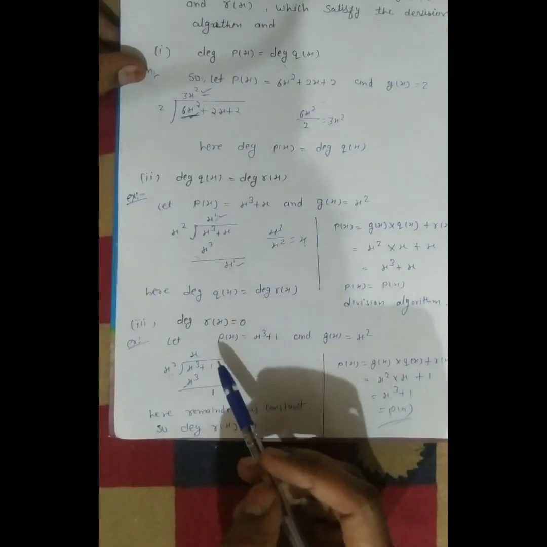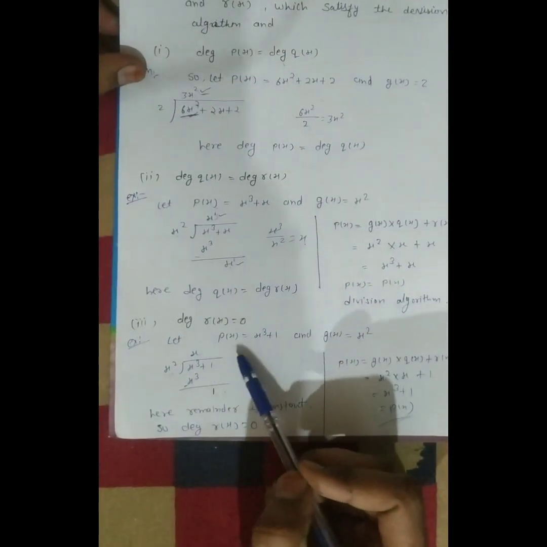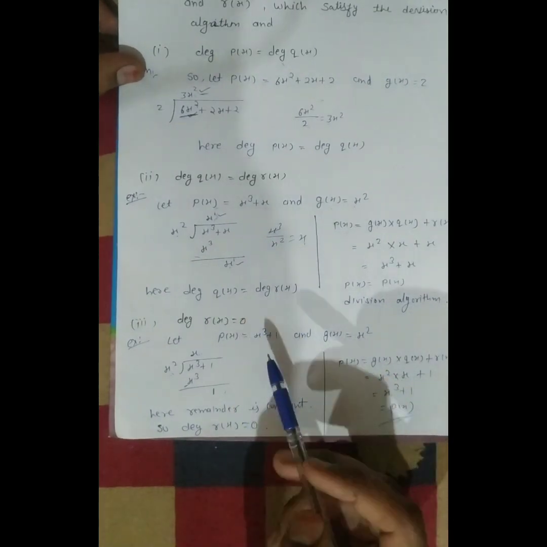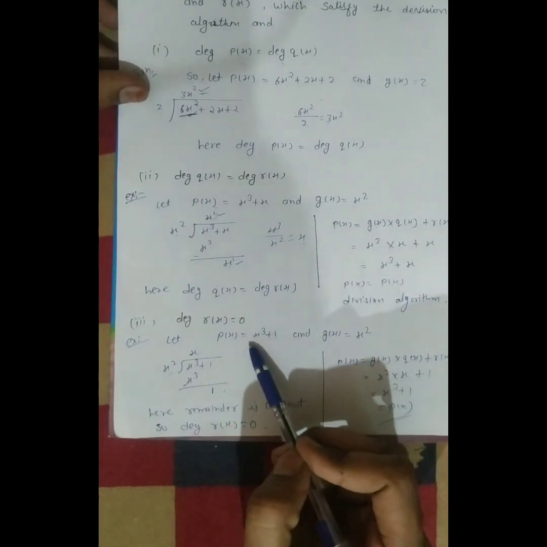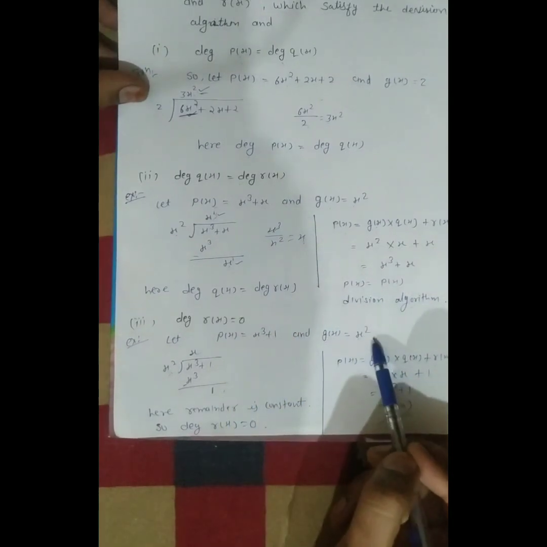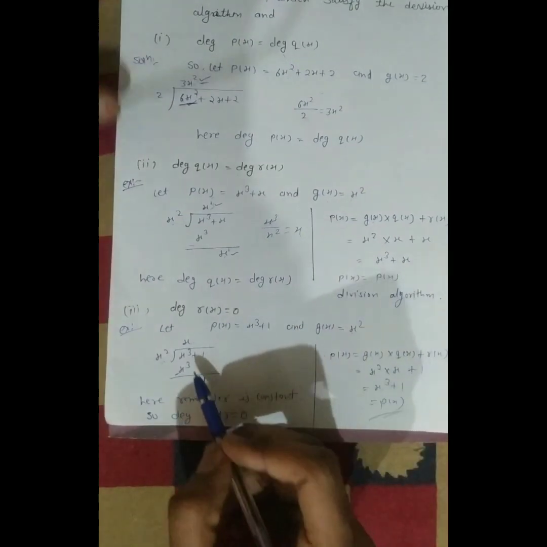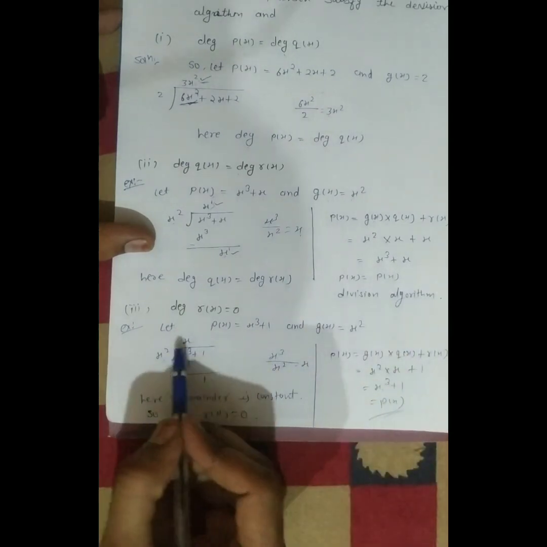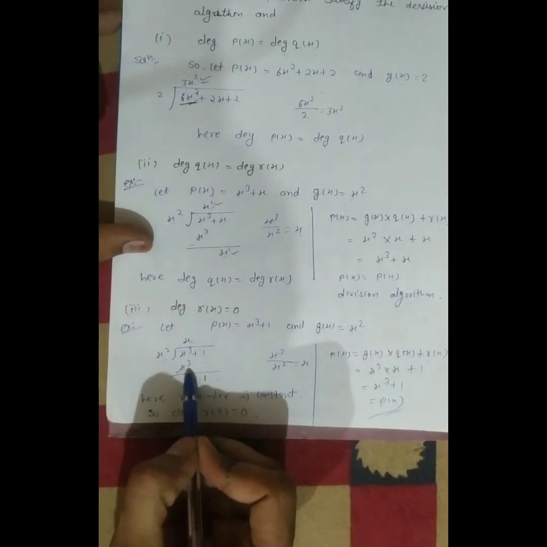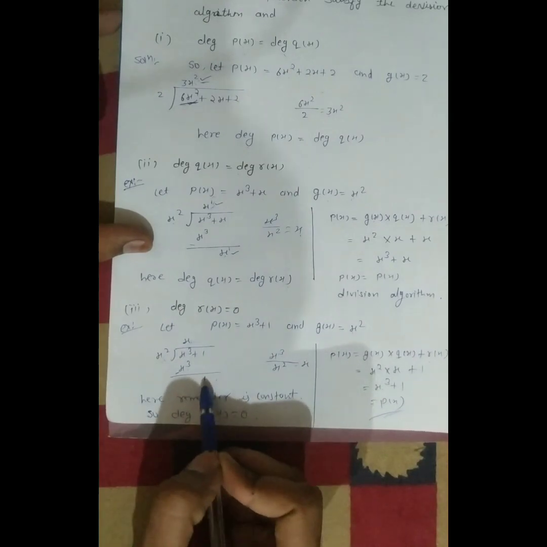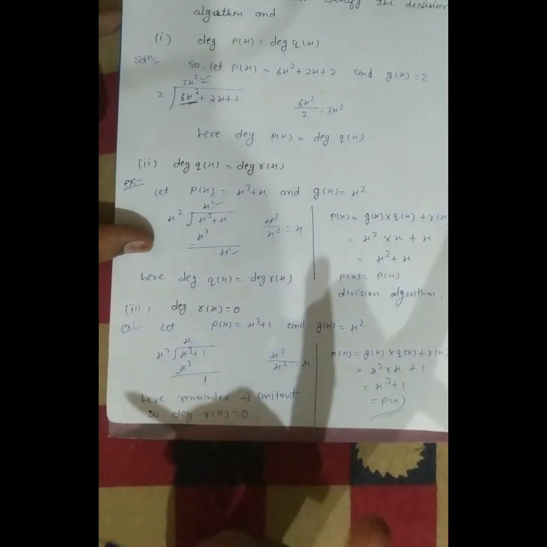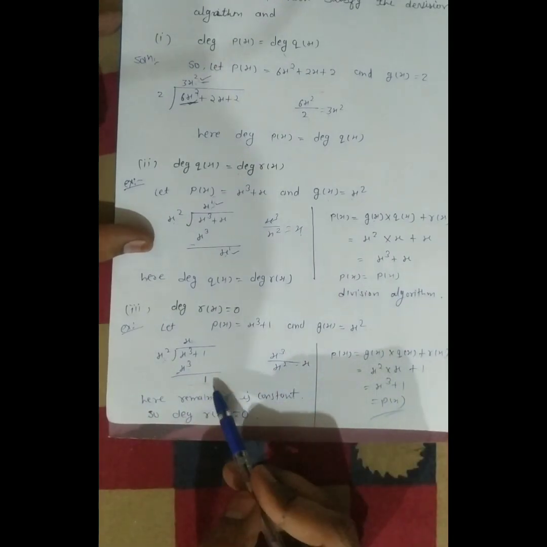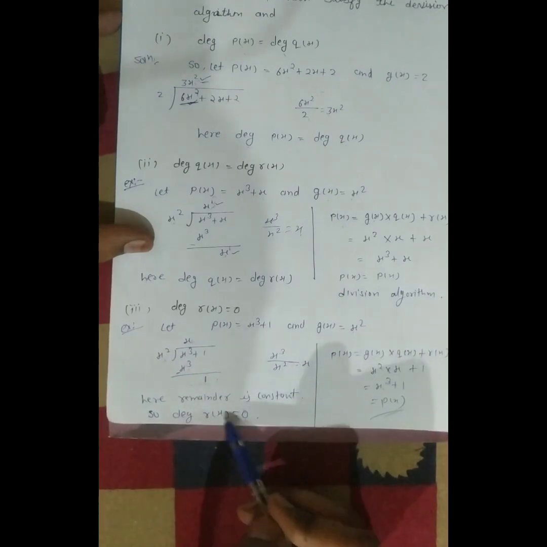In third, degree of r of x is 0. So we let p of x be x cube plus 1. Degree of r of x is 0 means it is a constant value. So p of x equal x cube plus 1 and g of x equal x square. So we divide this polynomial by this. We divide x cube by x square, we get x. So we multiply x by x square, x cube. This cancels and 1 remains. So here the remainder is 1, which means it is constant. Any polynomial which is constant has degree 0. So degree of r of x is 0.